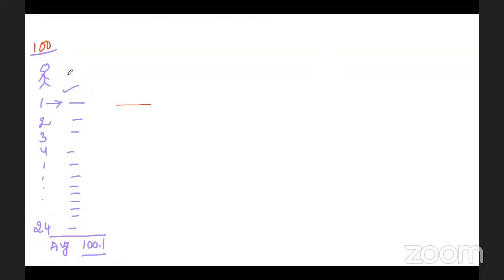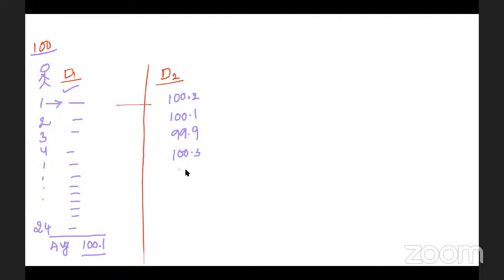For example, this is drug one. Now I have another drug. So with this drug, the same procedure. We have given it to the volunteers, and in the first hour the sugar content is, let's say, 100.2. The second hour, 100.1, then 99.9, then 100.3, then 100. Like that, I have the values all around 100, and the average is, let's say, 100.05.